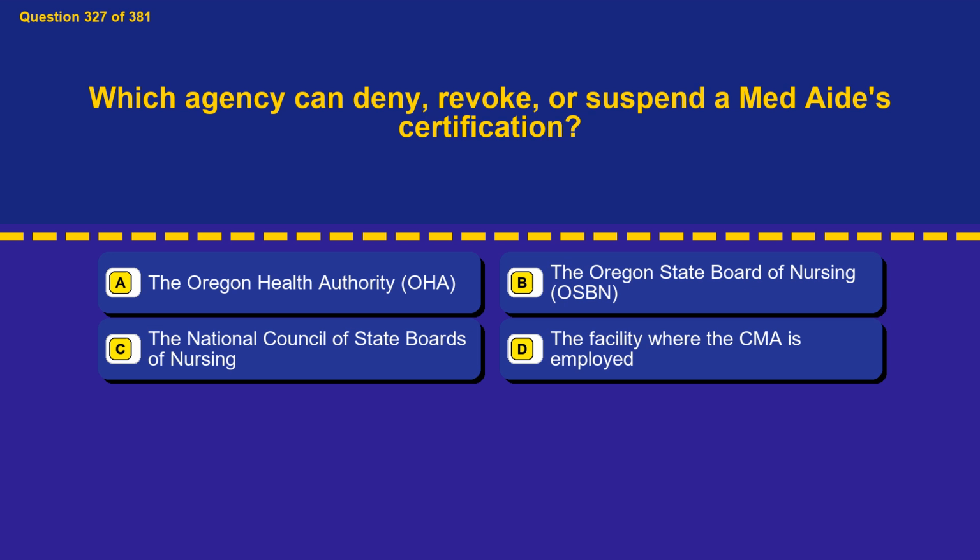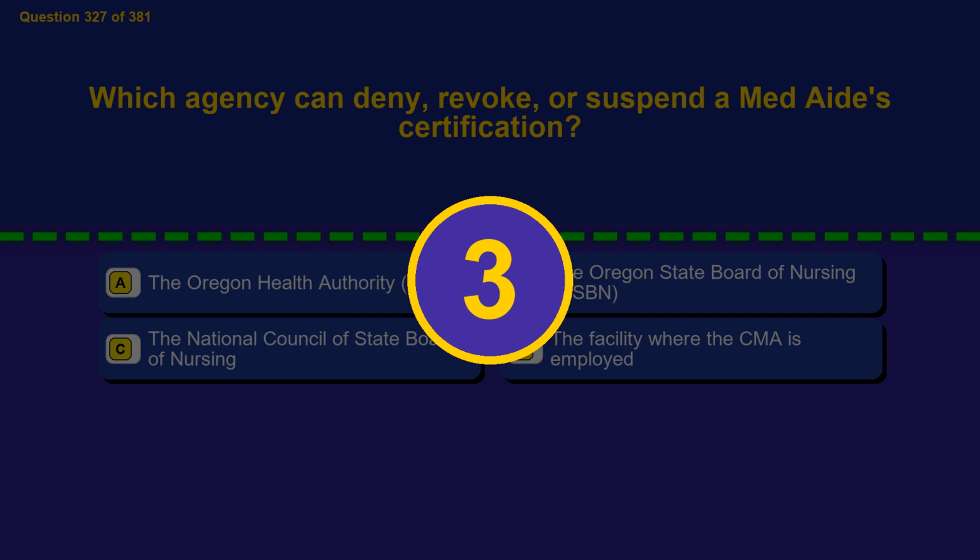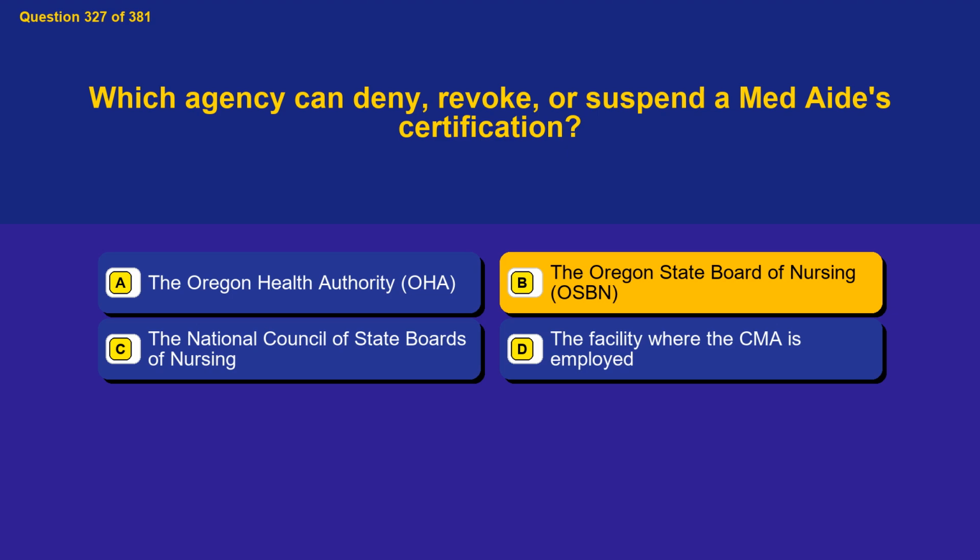Question 327. Which agency can deny, revoke, or suspend a med-aide certification? Option A, the Oregon Health Authority, OHA. Option B, the Oregon State Board of Nursing, OSBN. Option C, the National Council of State Boards of Nursing. Option D, the facility where the CMA is employed. The correct answer is option B, the Oregon State Board of Nursing, OSBN.